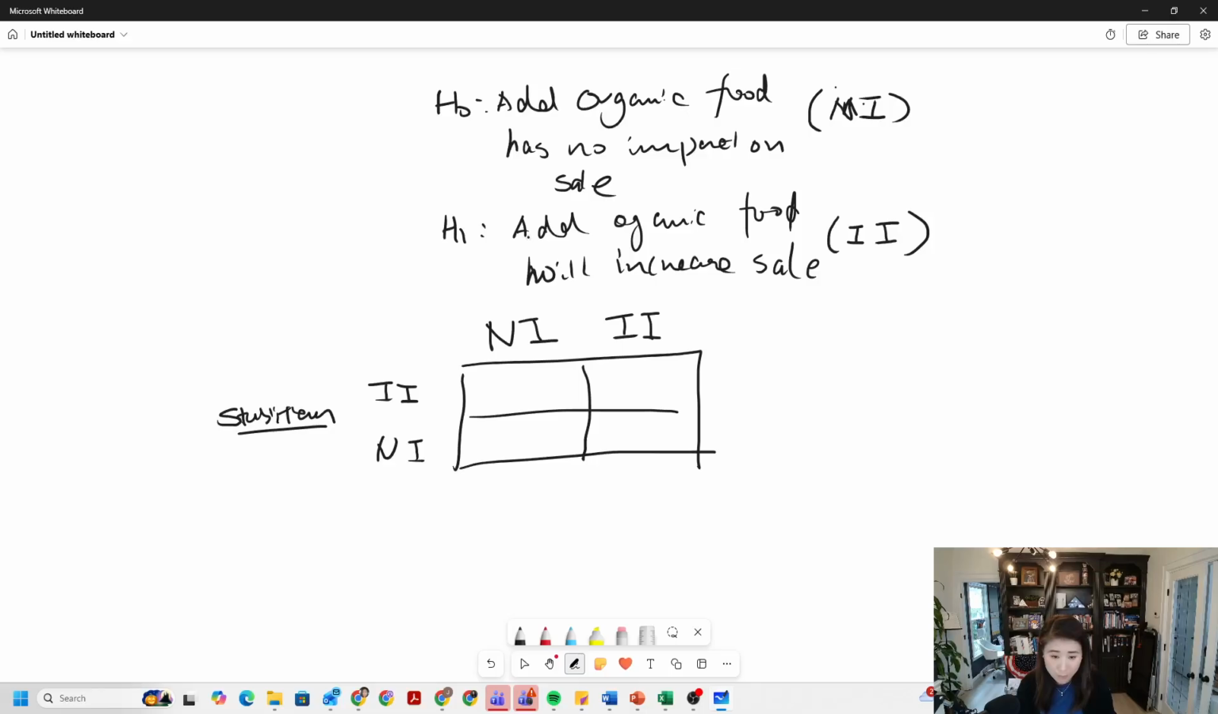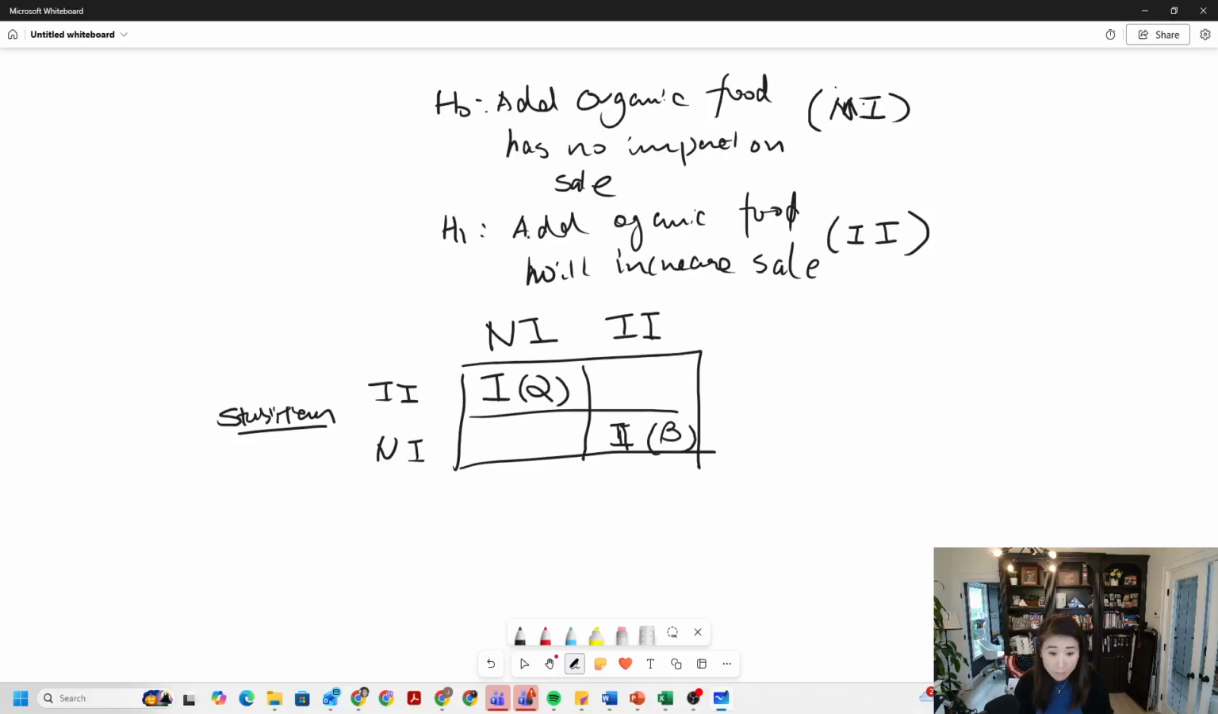So therefore, this is going to be my type 1 error. Basically, the fact is there's no impact. Now we told the statistician, based on the hypothesis testing, she concluded, hey, there is impact. So this is going to be my type 1 error. And my type 2 error will be down here. Basically, adding organic food will actually have a positive impact on the sales, but the statistician said there's no impact. Okay, so this is type 1, type 2 error, and the probability to make type 1 error is alpha, the probability to make type 2 error is beta.